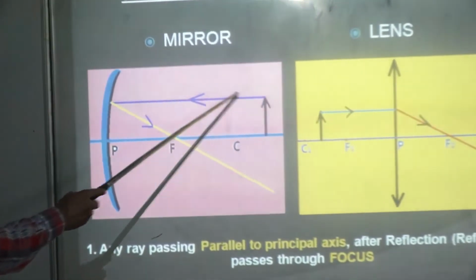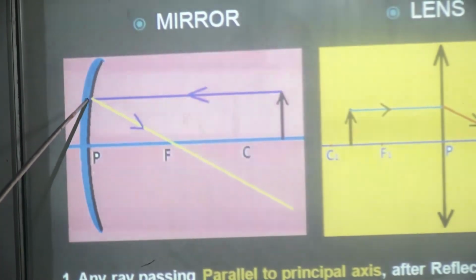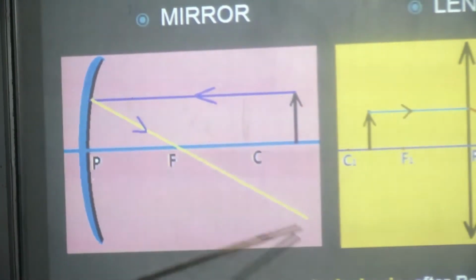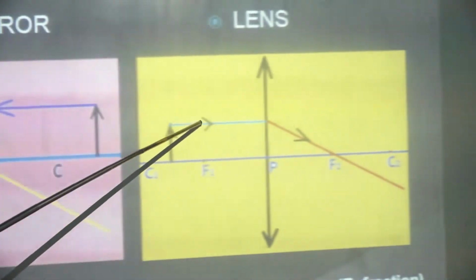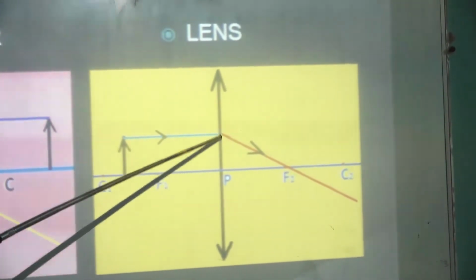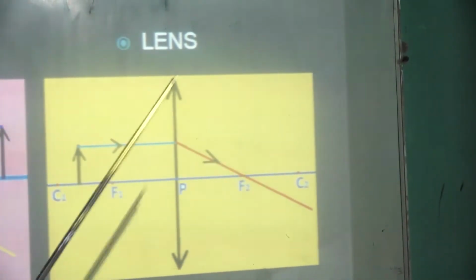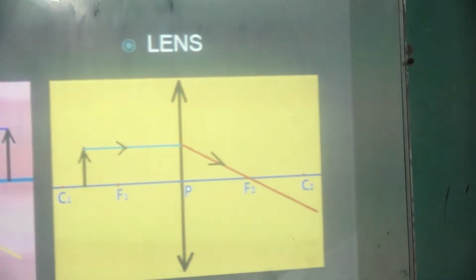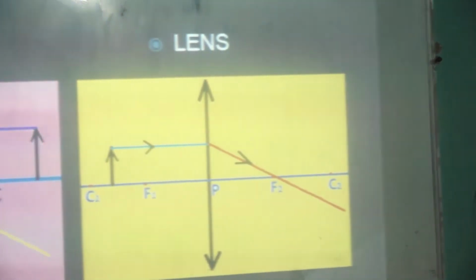Now this is the ray parallel to the principal axis. After reflection it is passing through the focus. And here also this is the ray passing parallel to the principal axis, and after refraction it passes through the focus. This is the most important ray to be observed.